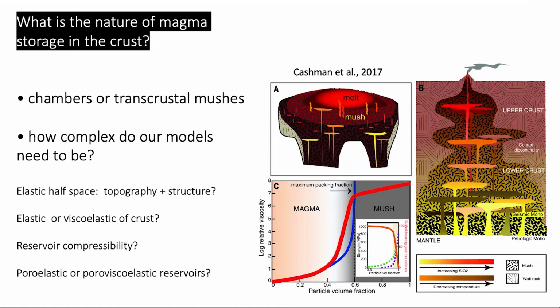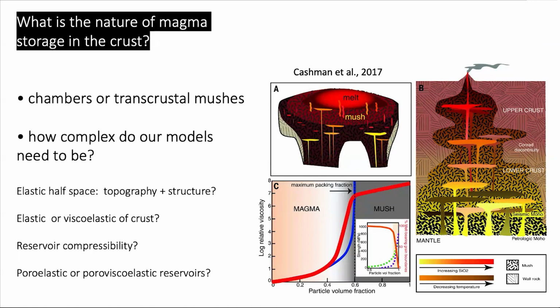You can go from something that's elastic to elastic with some topography and structure added in. You can add in viscoelastic properties to the crust. You can make choices of whether you expect viscoelastic properties to extend mostly below the reservoir or to encompass it in a shell, and all of this produces differences in the scale and the pattern of the deformation that you get at the surface.